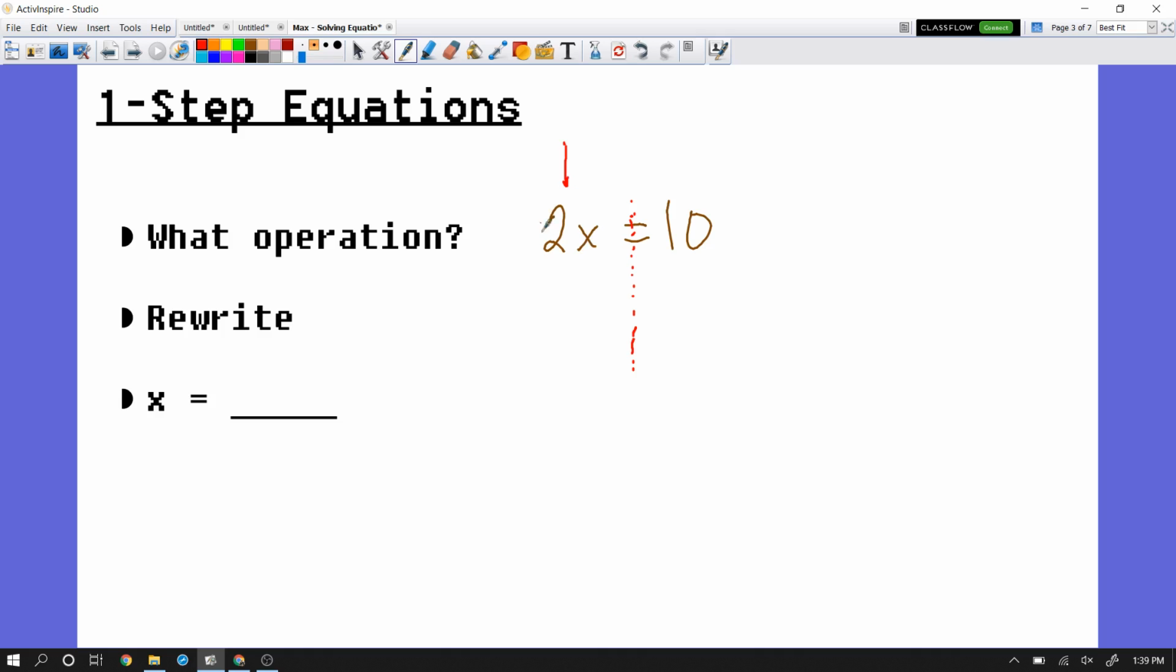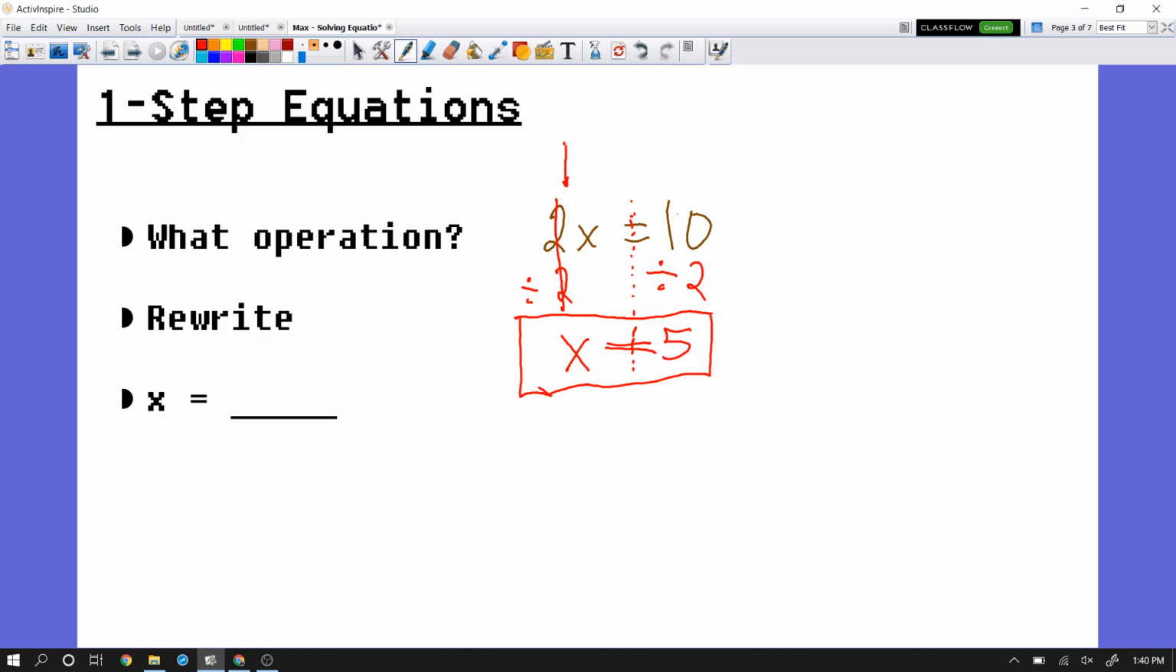What operation do you see? Multiplication. What's the opposite? Division. So you're going to do that to both sides. Don't skip any of these steps. Don't skip any of the writing. 2 divided by 2 is 1. So I just dropped the x down. That's 1x right there. If you count how many x's I just wrote down, there's one of them. 10 divided by 2 is 5. Okay? 2 times 5 is 10. Yay!